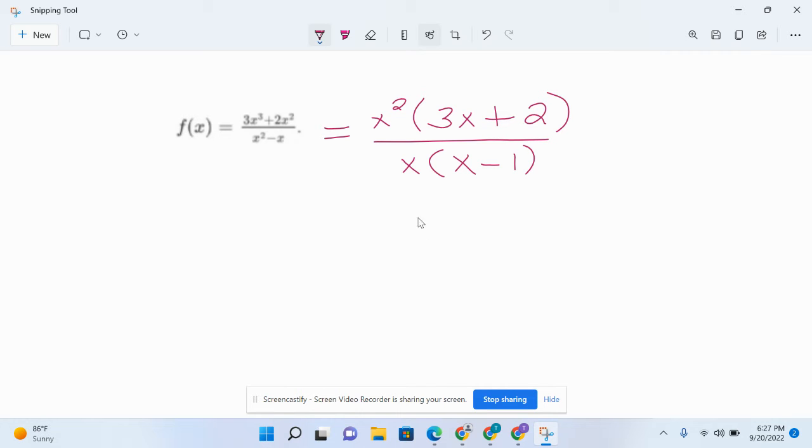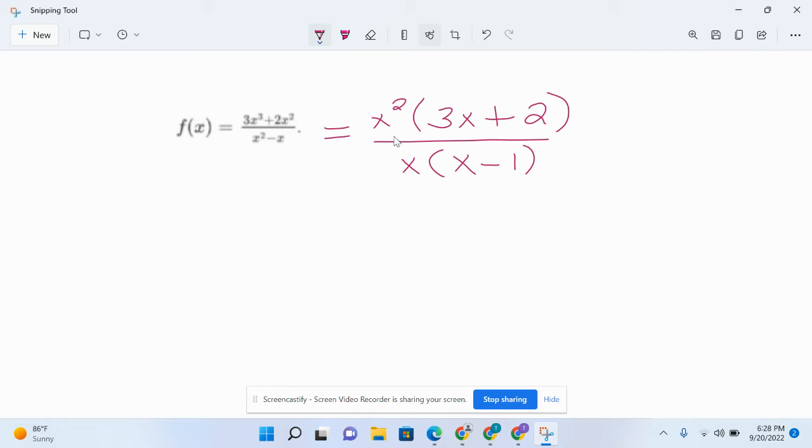And right away, we know that at x equals 0, and where x minus 1 equals 0, which would be x equals 1, at these two places, there's something going on. It's either a removable discontinuity or it's a vertical asymptote. So let's just look at each of these.